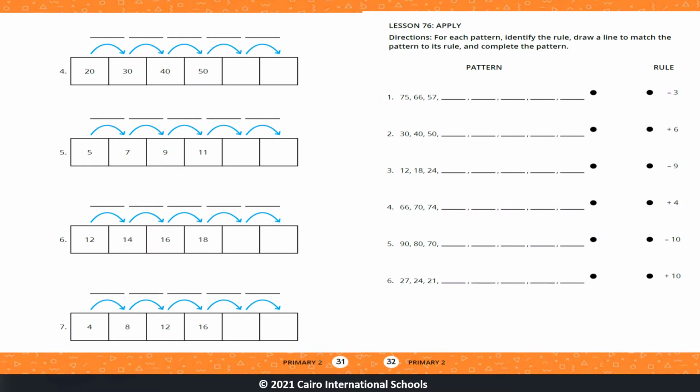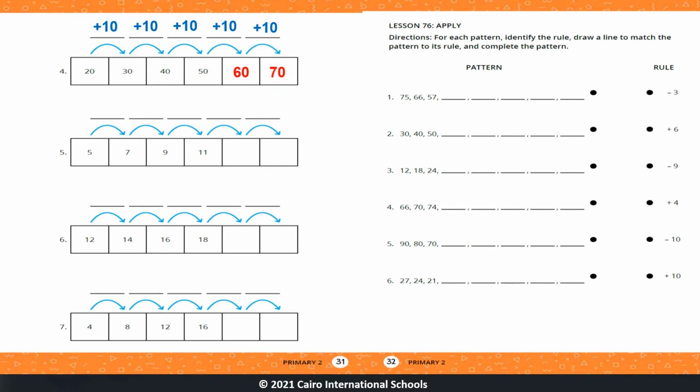Question number 4. The numbers are 20, 30, 40 and 50. So is this pattern increasing or decreasing? It's an increasing pattern. Why? Because the numbers are getting bigger. So we will write plus in the pattern rule. The number is increasing by what? Increasing by 10: 20, 30, 40. Each time we are adding 10. So the pattern rule will be plus 10. 50 plus 10 equals 60. 60 plus 10 equals 70.